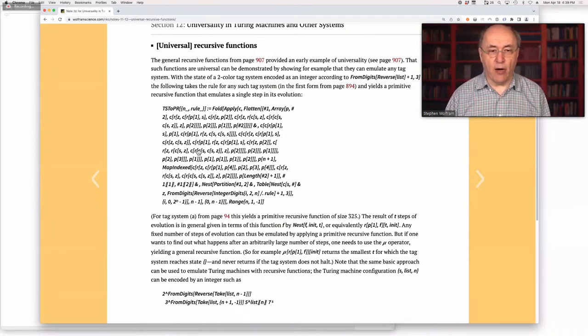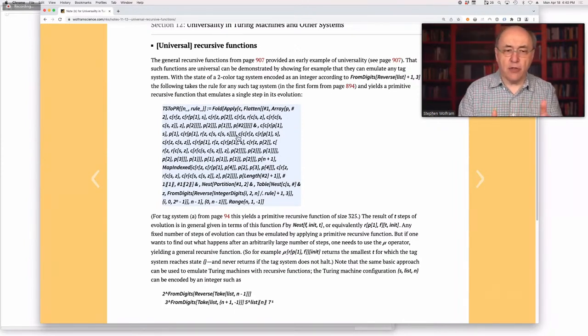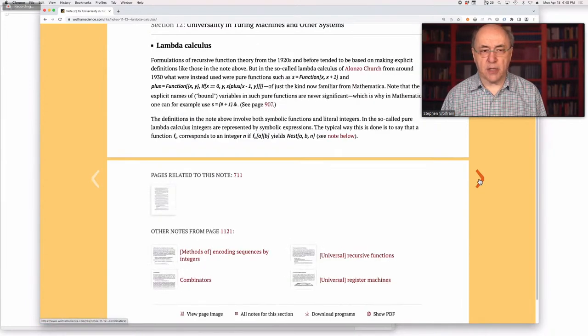And so this is a recursive function. We'll talk about recursive functions a bit more, I think, in chapter 12, or maybe we talked about them in a previous chapter. I'm now forgetting. Maybe they're in chapter 4, where there are particular operations, zero, successor, the recursion operation. It's kind of like a symbolic formula that says how to do the recurrence. And this is now saying that you can make such a recurrence emulate a tag system.